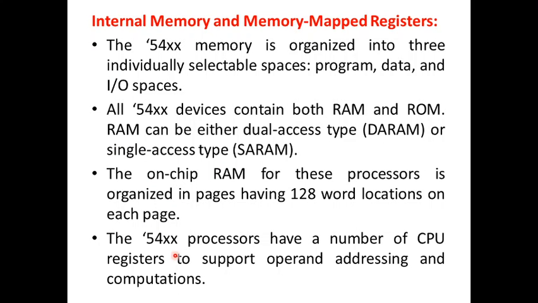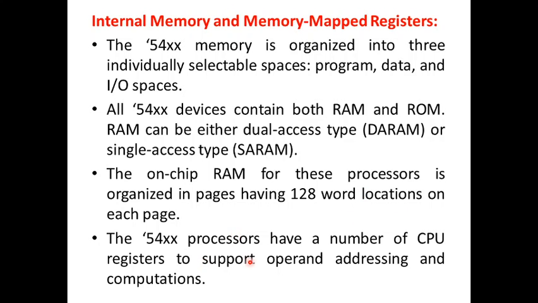Moving on to the memory, the internal memory and the registers needed for storing this data. The 54x memory is organized into three individually selectable spaces, as we have seen already: program memory, data memory, and IO spaces. So all devices have RAM and ROM. The on-chip RAM for these processors is organized in pages having 128 word locations on each page.